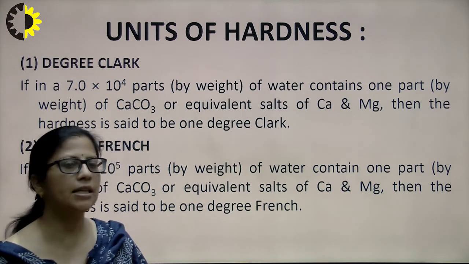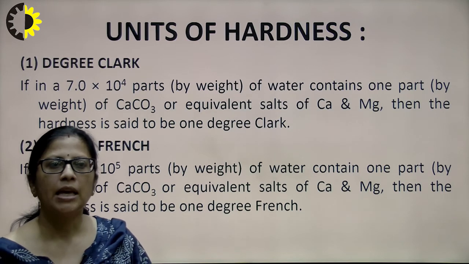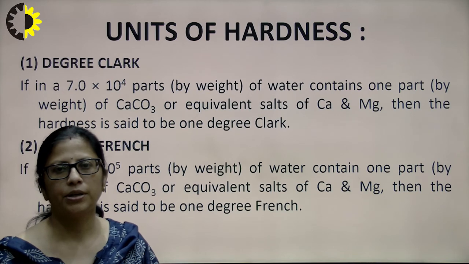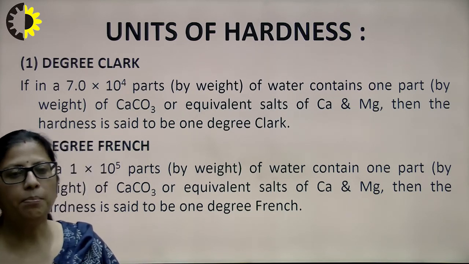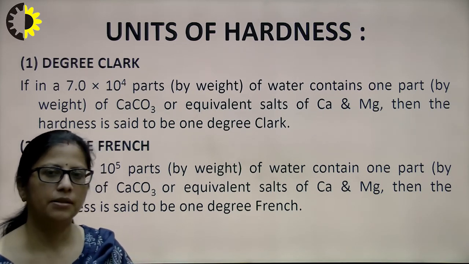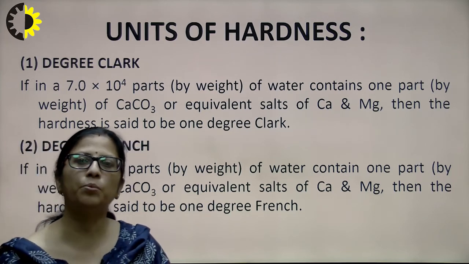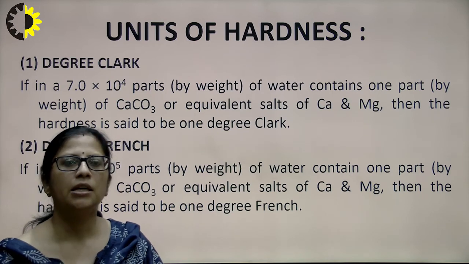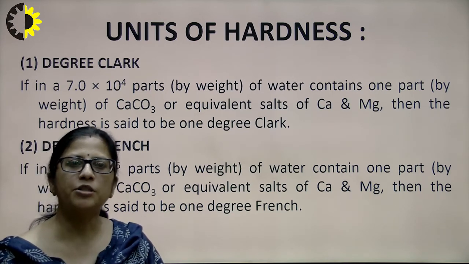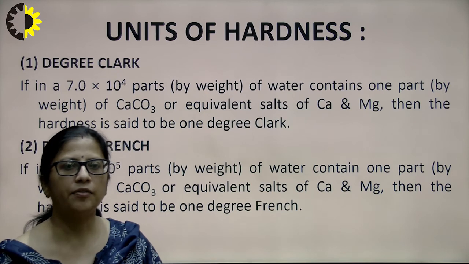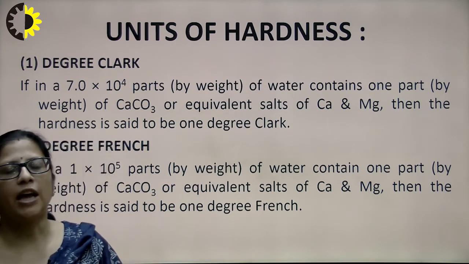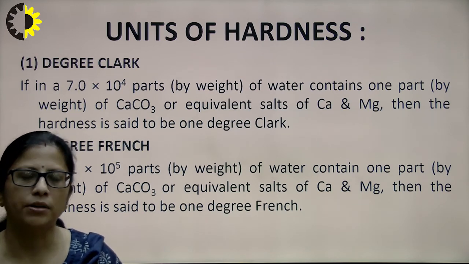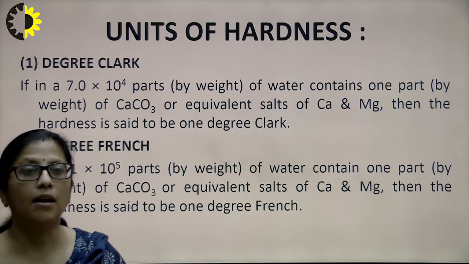Similarly, the second unit is degree French. If 1 part of calcium carbonate is present in 1 into 10 to the power 5 parts of water, then the hardness is said to be 1 degree French. That is, 1 part of calcium carbonate present in 10 to the power 5 parts of water is degree French, or 1 part of calcium carbonate by weight present in 70,000 parts of water by weight is degree Clark.